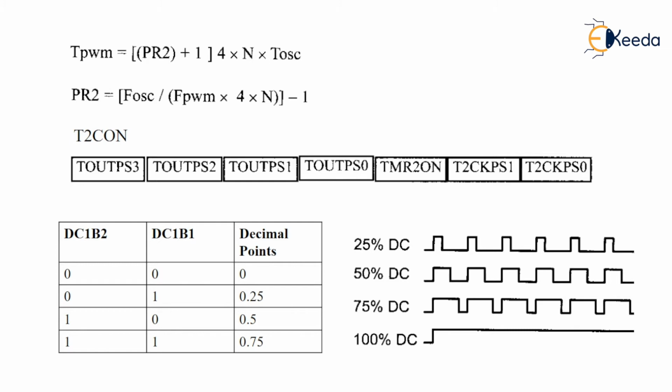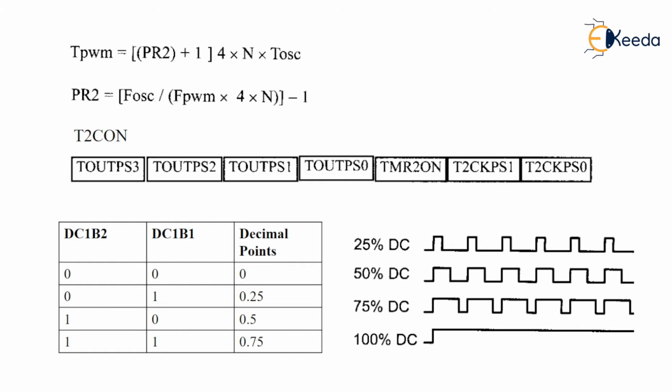When I say 20% duty cycle for 5 milliseconds, that means it should be on for 1 millisecond and 4 milliseconds will be off. We use the CCP module, Timer 2 and the PR2 register. So we'll see the calculation.